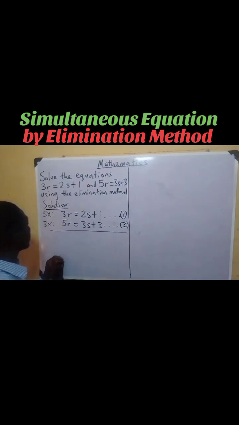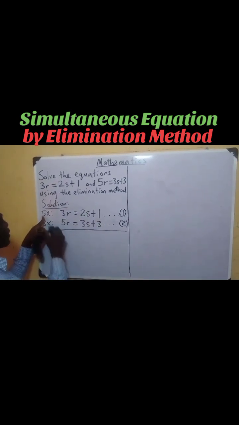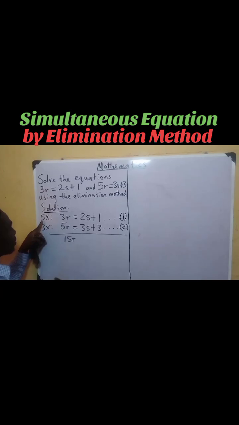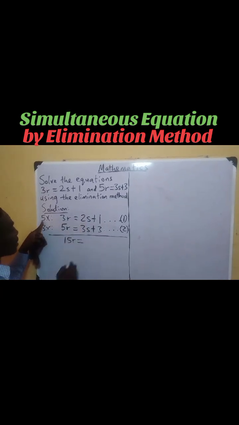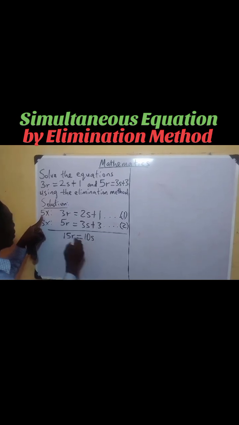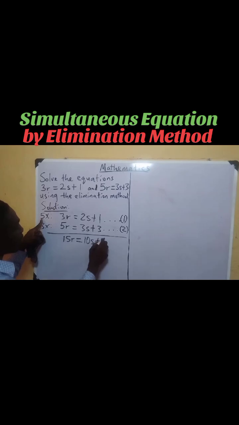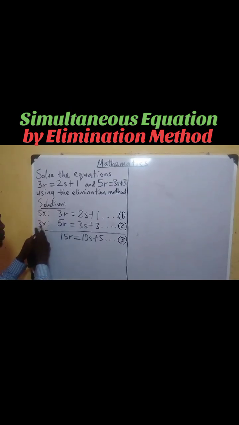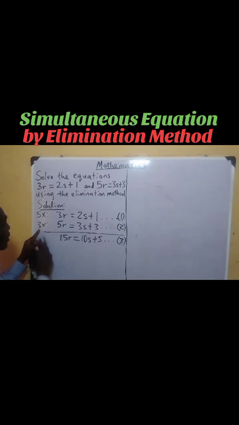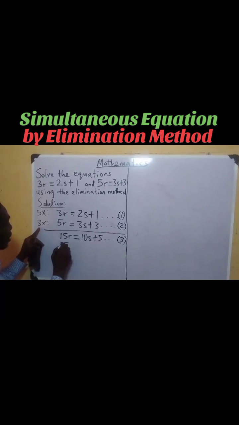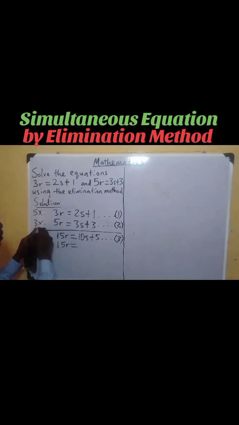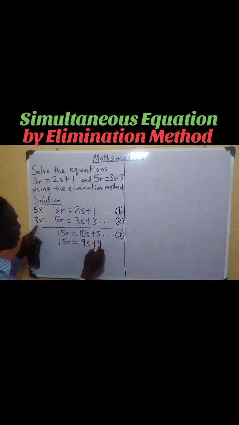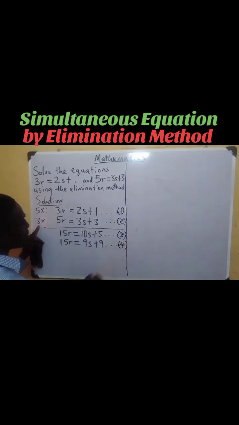If 5 multiplies everything here, we have 5 times 3r gives us 15r equals 5 times 2s gives us 10s, then 5 times plus 1 gives us plus 5. We call that equation 3. Then coming to the second one, 3 times 5r gives us 15r also, equals 3 times 3s gives us 9s, and 3 times plus 3 gives us plus 9. We call it equation 4.